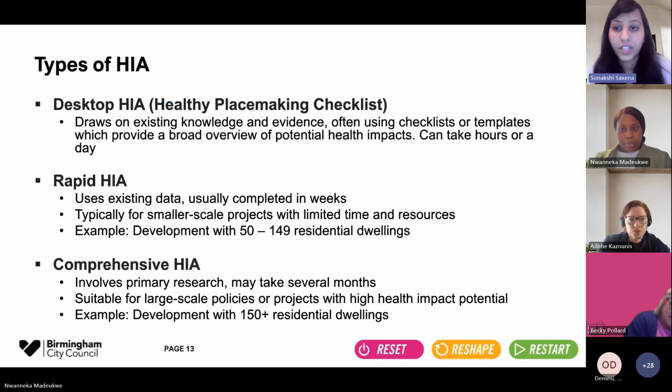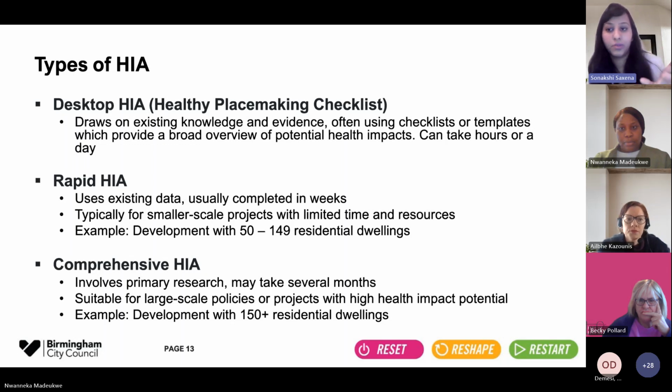The next one is rapid HIA. It can be completed quickly, and it is suitable for smaller projects or when time and resources are limited, and it also draws on existing data. For example, smaller residential developments or infrastructure projects with lower health impacts may use a rapid HIA. The comprehensive one, on the other hand, as the name implies, is more detailed research work and involves primary data collection. This is the type of HIA that is used for large scale projects in urban developments or any other major transportation infrastructural projects.